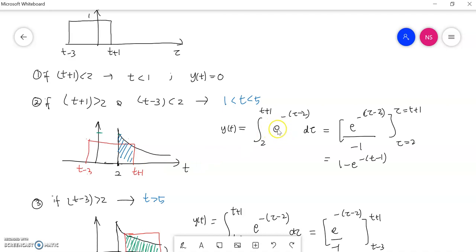So we are left with e to the minus (tau minus 2), which is our x(tau), because h(t minus tau) is just 1. So this will give me this, when you include the boundary conditions given here, the limit of the integral. Be careful, the limit is between t plus 1, which is the higher boundary, and the lower limit is 2. So this gives me this value for my y(t).